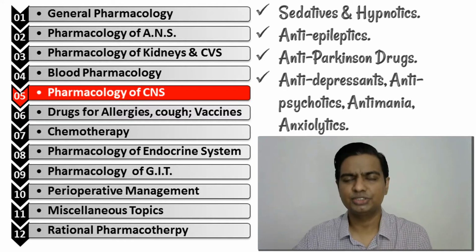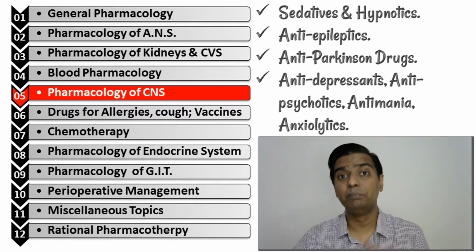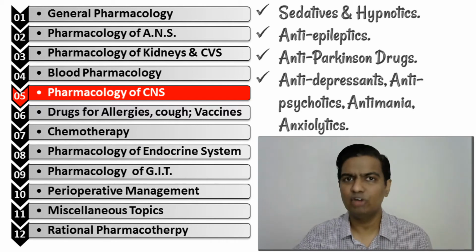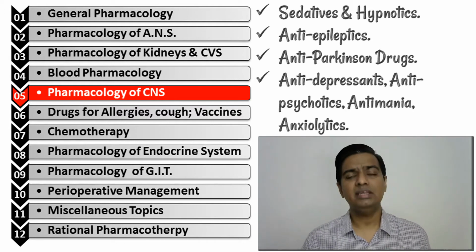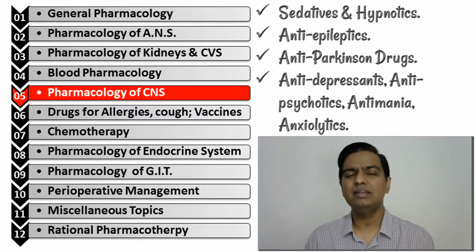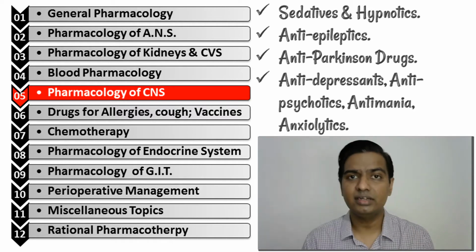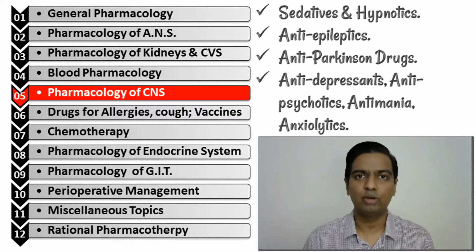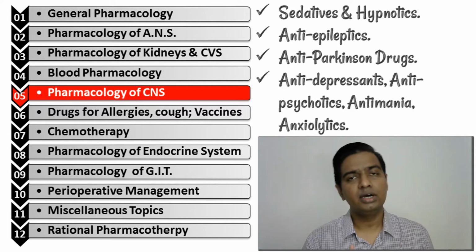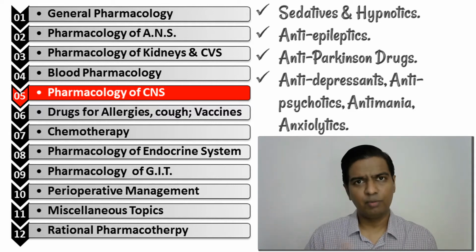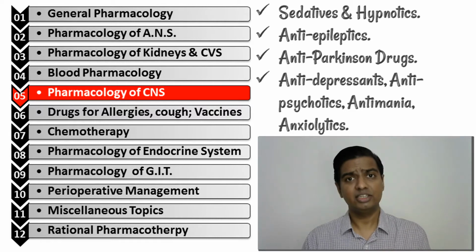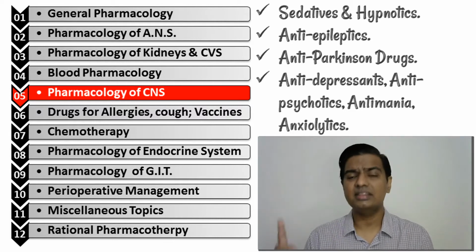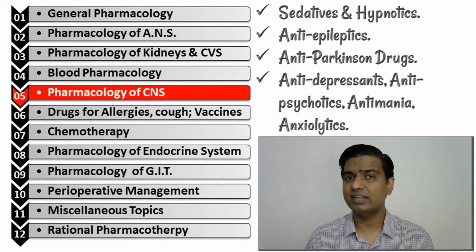The next and probably one of the biggest sections is going to be pharmacology of the CNS, the central nervous system. Many of these medications you might not be allowed to use in your clinical practice, but you need to monitor many of them in your patients. These will include sedatives and hypnotics for people who find it difficult to fall asleep, and anti-epileptics as a medication for epilepsy.